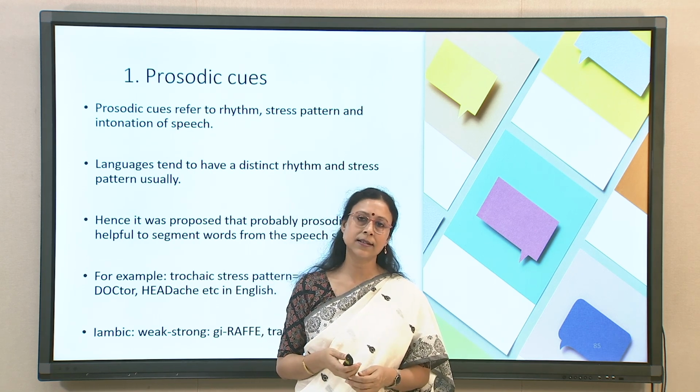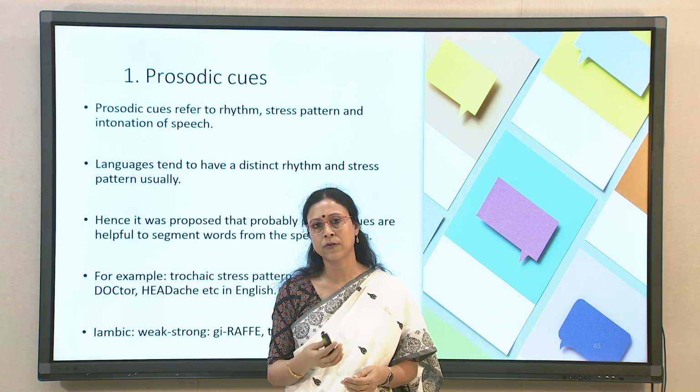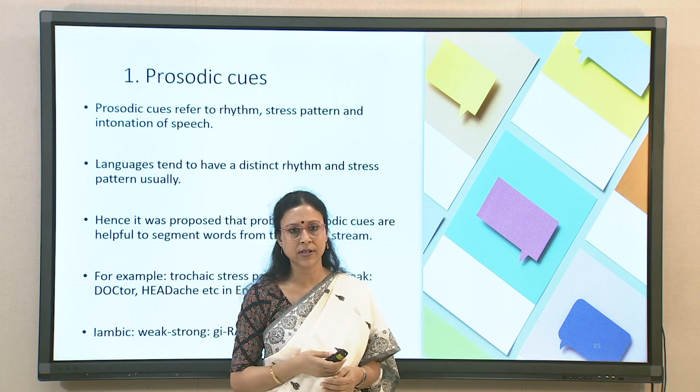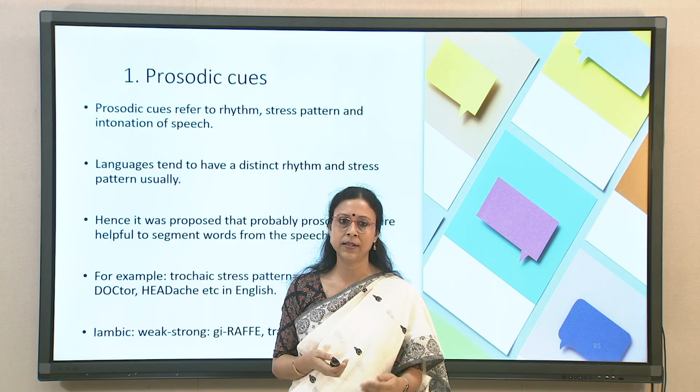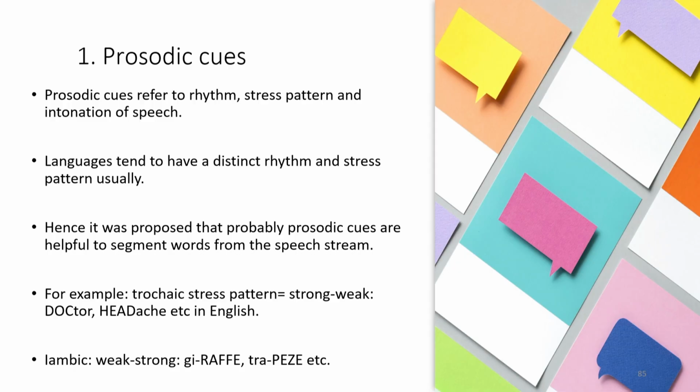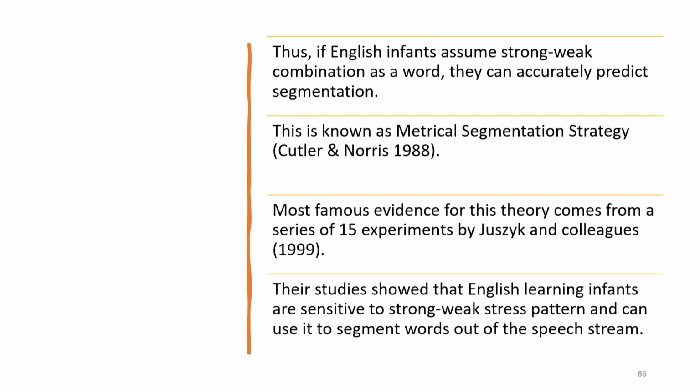Iambic on the other hand is the opposite. So, weak and strong. Weak stress followed by the strong stress. There are some words in English which follow this, for example, giraffe and then trapeze and so on. So, this is how the prosodic cues go. Now, using this, infants can potentially learn how to segment the speech stream. So, if English infants assume a strong weak combination as a word, which is the more common pattern in English, then they can accurately predict the segmentation.